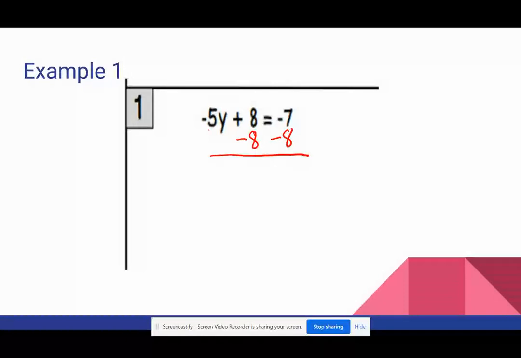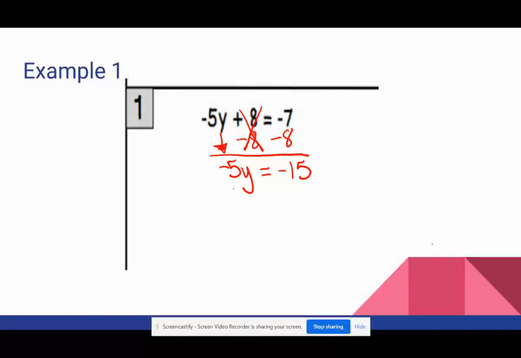On the left-hand side, we didn't do anything to negative 5y, so it drops down. 8 minus 8 cancels, so we cross it out. Equals negative 7 minus 8. To put this into your calculator, the negative button is underneath the 3. It's not the minus. So negative 7 minus 8 is negative 15. And just like that, we have a one-step equation.